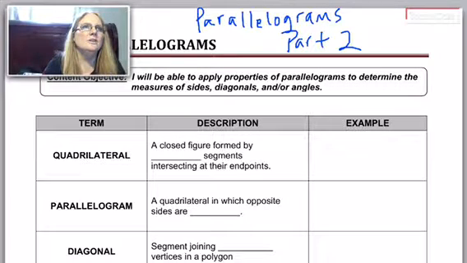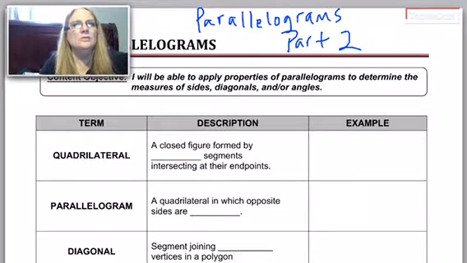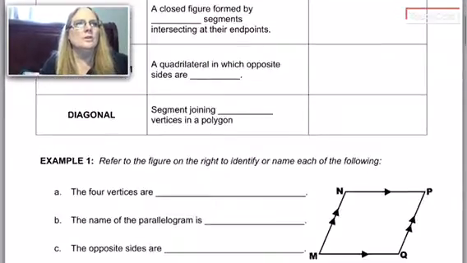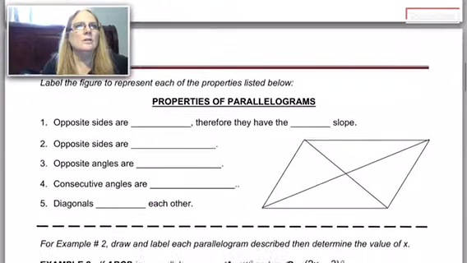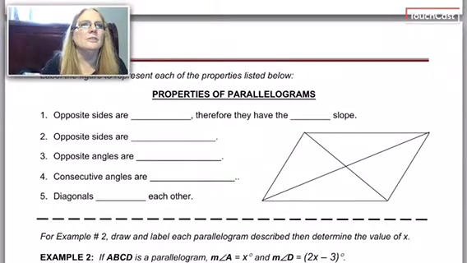Okay, this video is Parallelograms Part 2. Let's scroll down to... Well, first let's stop here. This is the important part of this. You need to know the rules of the parallelograms.